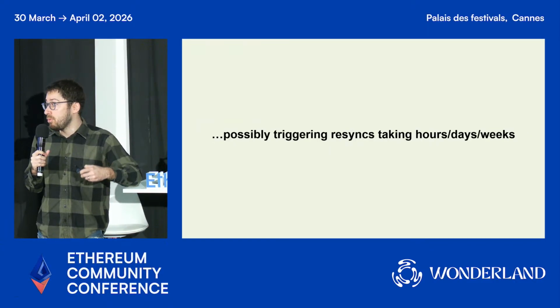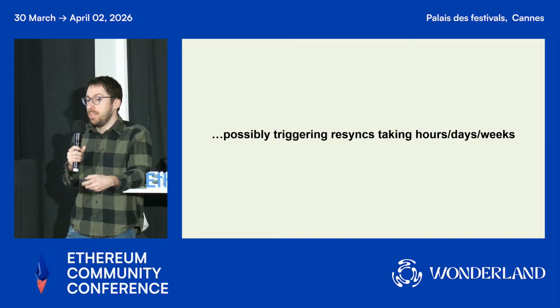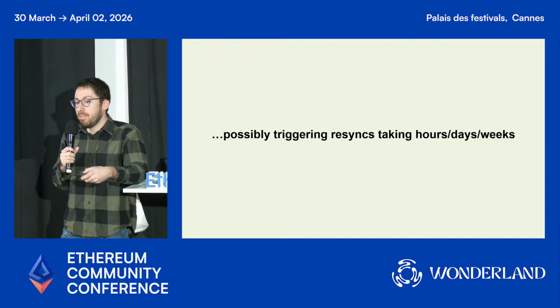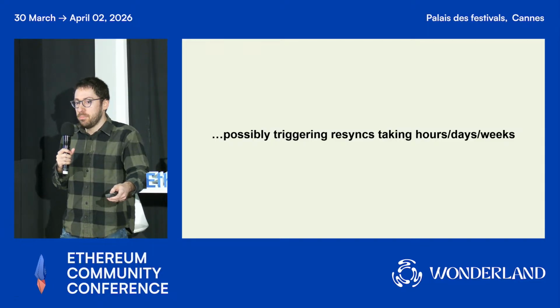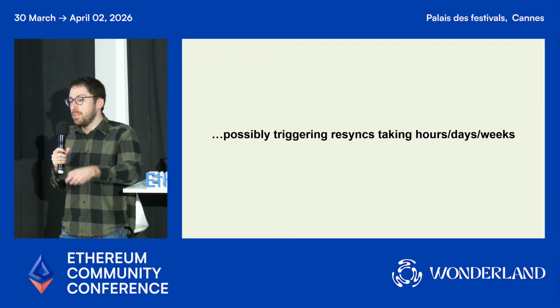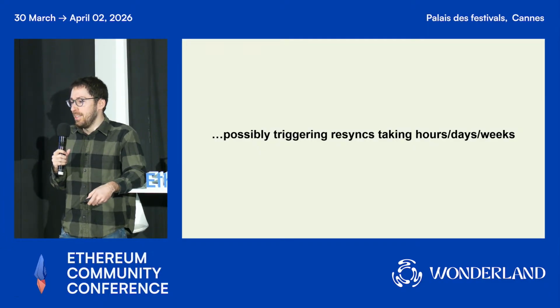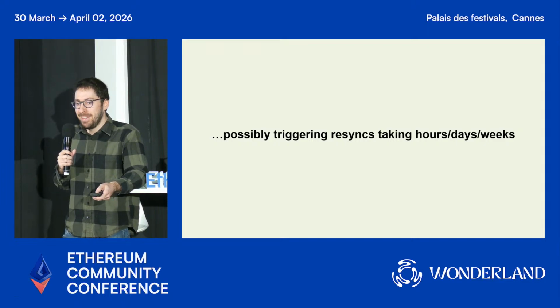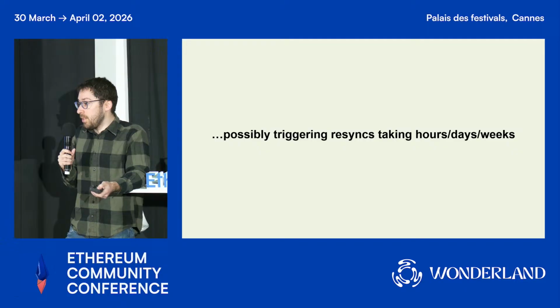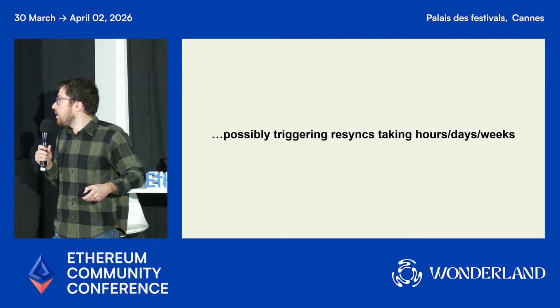And you really, really did not want to trigger resyncs, because every single user, if you broke syncing or made some kind of breaking change, would have to then resync over hours, days, or weeks. So the iteration cycle was very, very slow. Imagine every time you relaunch your wallet, you have to wait hours before it's usable again. That's what things were like only under 10 years ago.